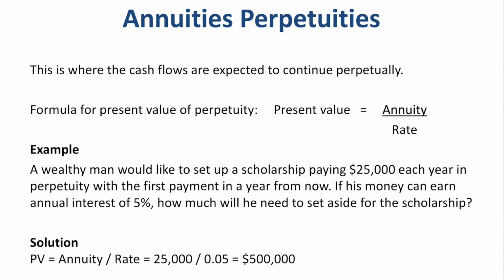In this case, a scholarship is paying 25,000 a year in perpetuity with the first payment a year from now. The money earns 5%, so that will be 25,000 divided by 0.05, which equals 500,000. That's basically telling you I'm giving you $500,000 right now, the present value, but you're receiving 25,000 each year until the end of the day, perpetually.